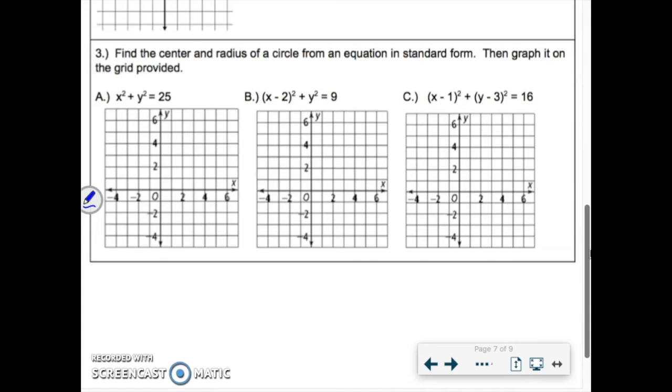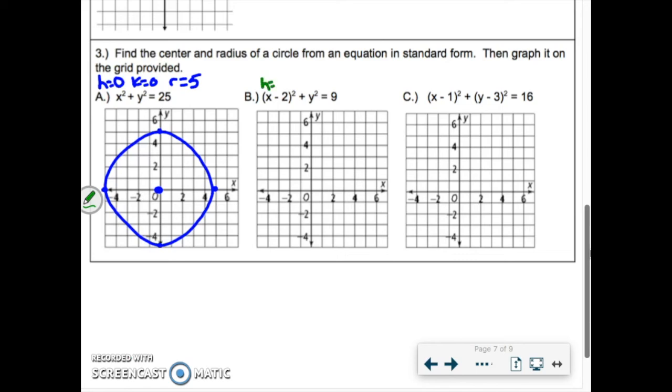With this one, h and k, well, there's nothing in parentheses with the x, so h must be 0, k must be 0. R is the square root of 25, which is 5. So on this one, I'm going to put a dot at 0, 0, and then I'm going to make some dots 5 away from 0 in each direction here, so that I can try my best to make a rounded off shape there. Okay, let's look at the second one.